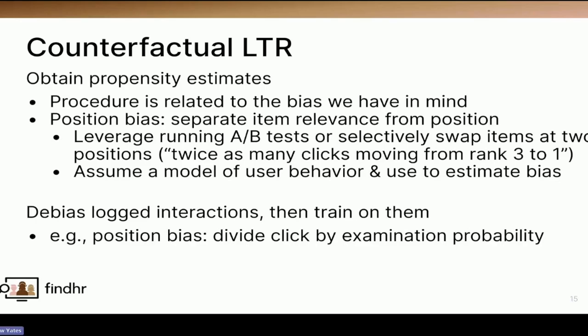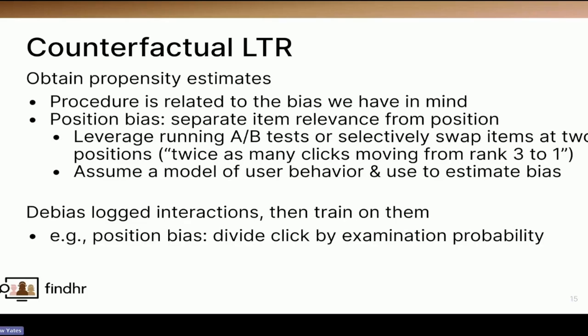Alternatively, we can assume some model of user behavior. We can say something like, well, users continue clicking on links until they find a relevant one, and there's some chance of them moving from the first thing they look at to the second, and so on and so on. And based on a model like this, we could also estimate a propensity and debias interactions.